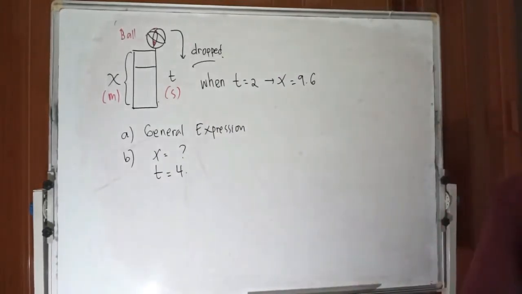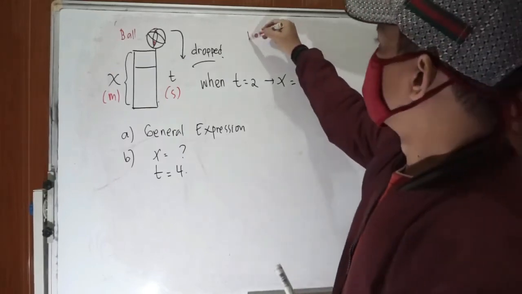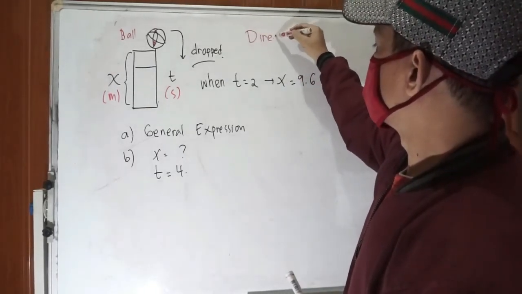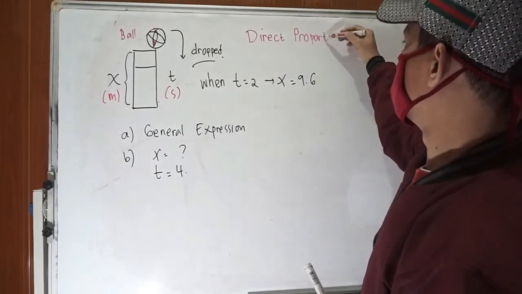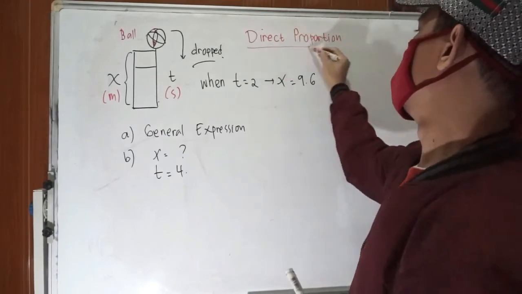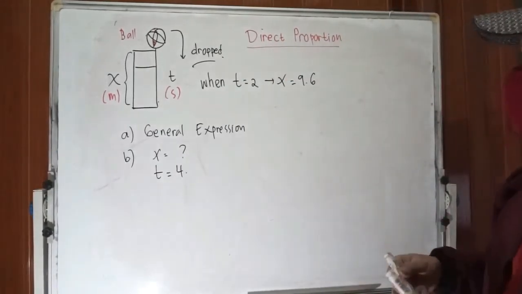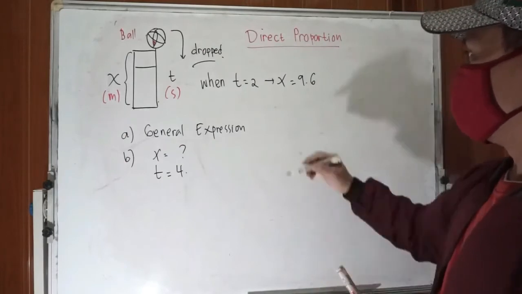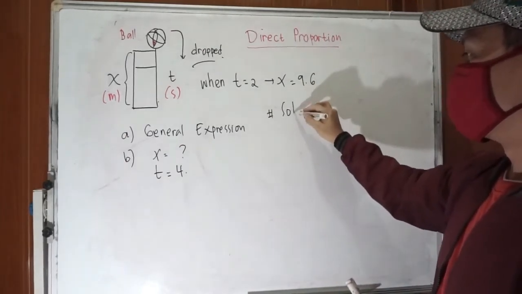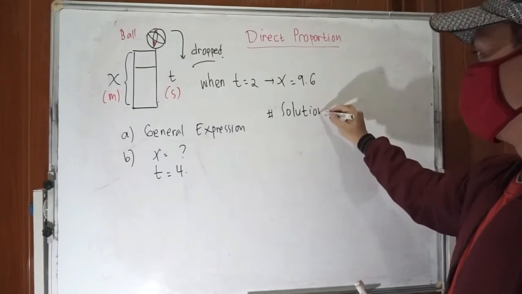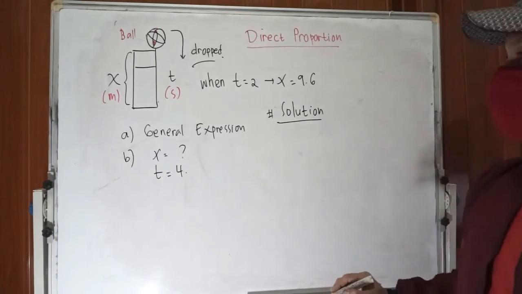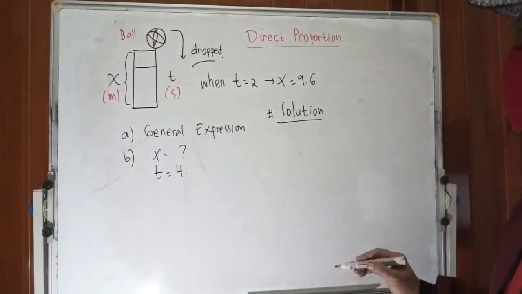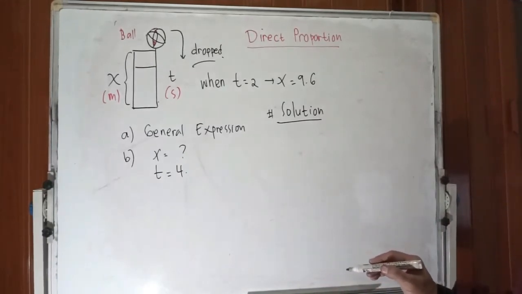Okay, the case of this problem is about direct proportion. Talking about direct proportion. Now we go to the solution. Direct proportion for variables t and x.